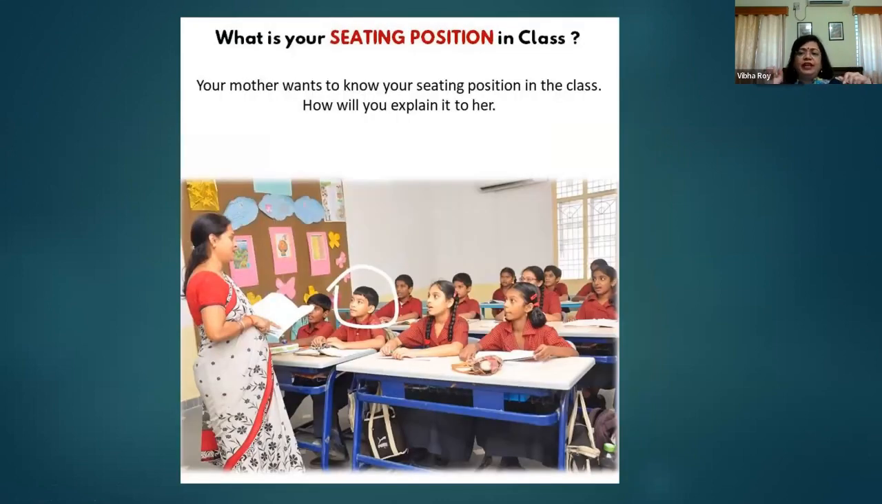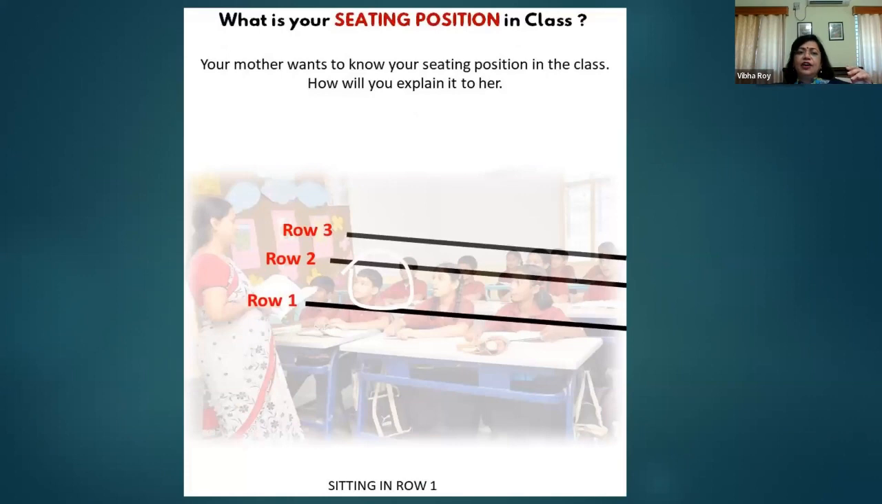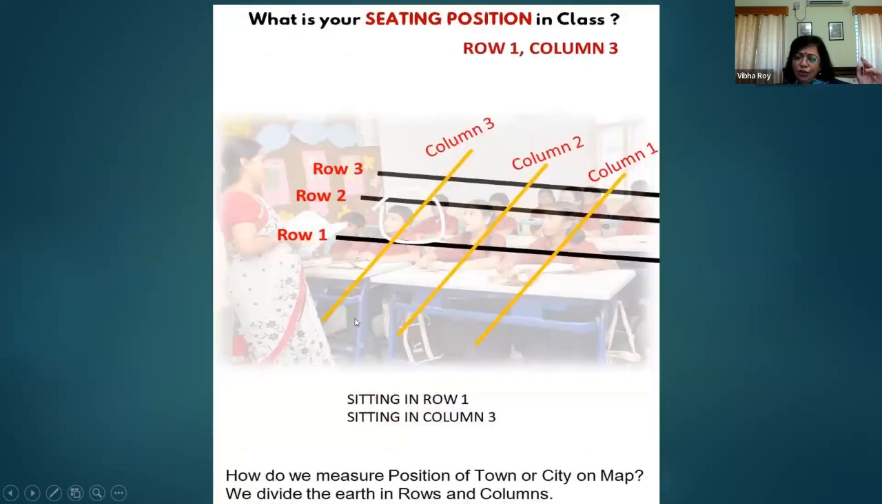Now, how do we introduce latitude and longitude? A very, very simple way of doing it is when we ask the children, what is your seating position in the class? Suppose your mother wants to know your seating position in the class. How will you explain it to her? Here the child will answer. The child may say, I am sitting in row one, column three. So row one, column three. So see, a crisscross has been formed.